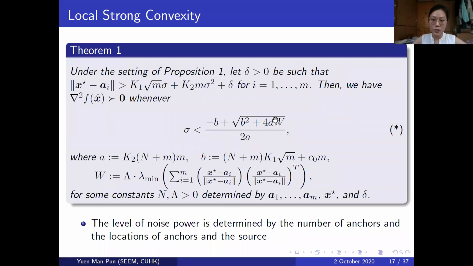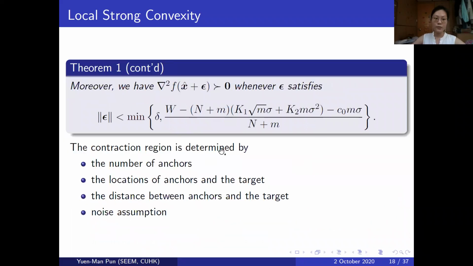So as you can see, we want this W to be bigger, so we can have more flexibility on the noise level. And W is controlled by this: we don't want all the vectors from the anchors to the true location of the source to be pointing in a similar direction. We want them to be spreading out. Okay.